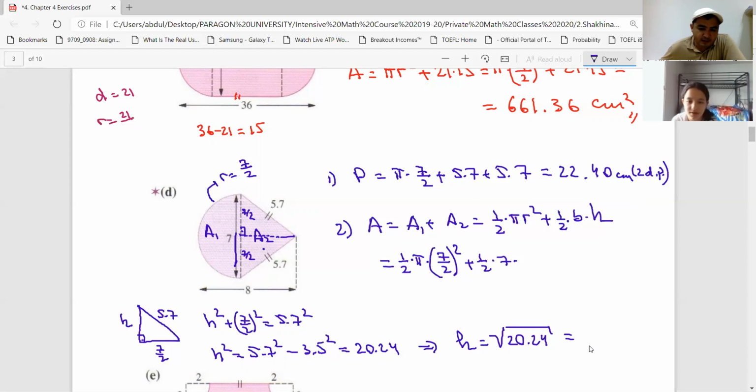It says 4.498888752. Yeah, that's something like this. Okay, so it's not an exact number. What should you do in this case, Shahina? In such cases, just use the exact value. That's the exact value of h. Here, I need to write h, right? So write this thing, just square root of 20.24.